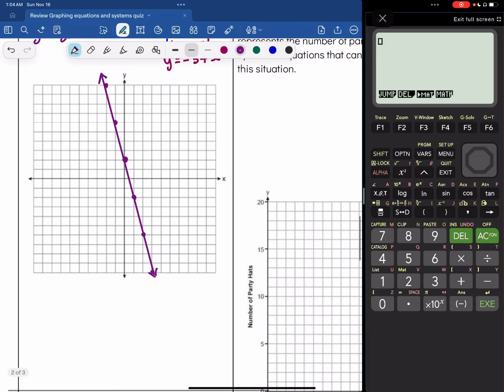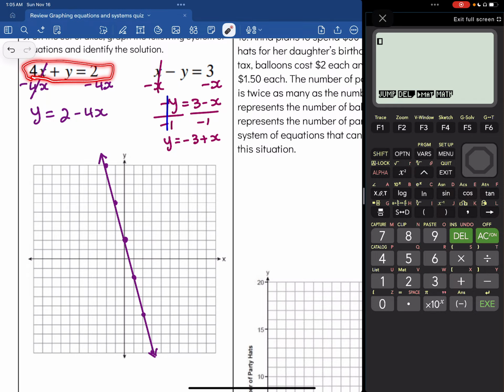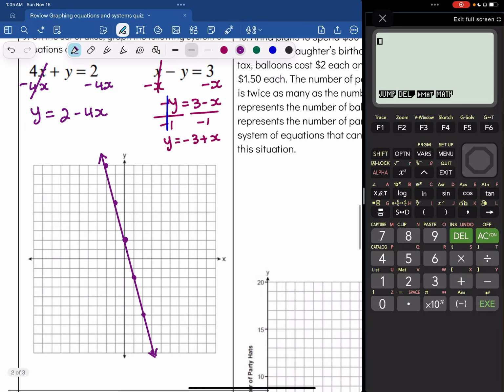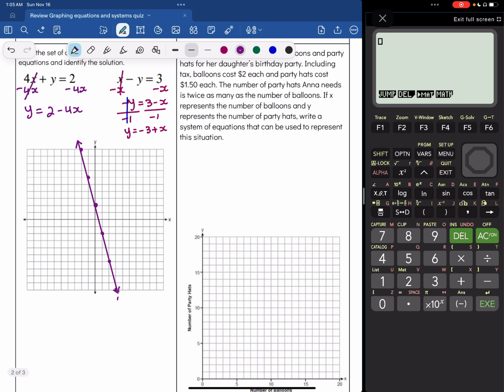So this was the equation 4x plus y equals 2. When we're labeling the lines, we want to label it with the original equation, not the equation that we put into y equals, right? So the original equation for this purple line was 4x plus y is equal to 2. So I'm going to label it right at the bottom here with the original equation, 4x plus y is equal to 2.